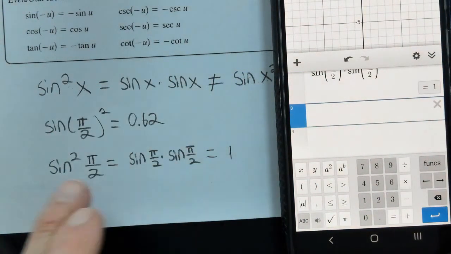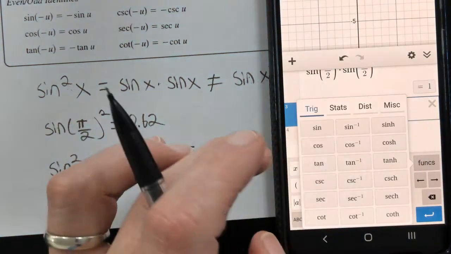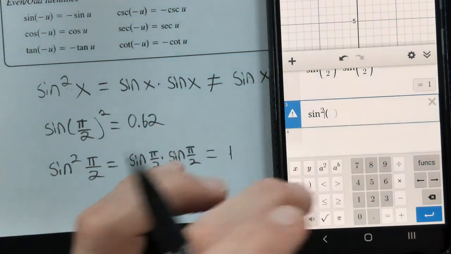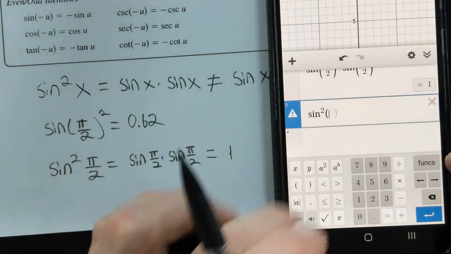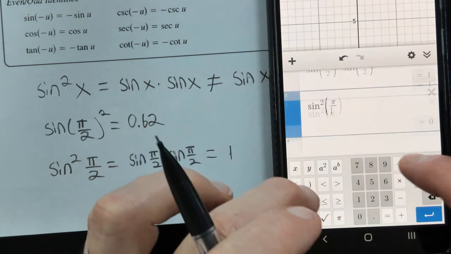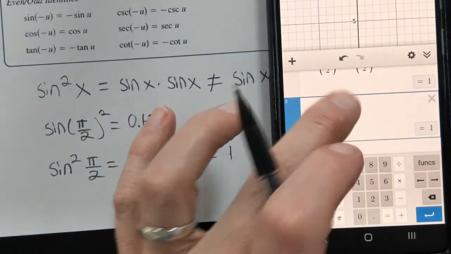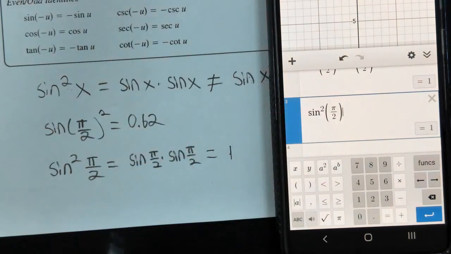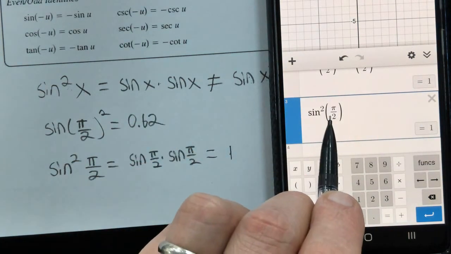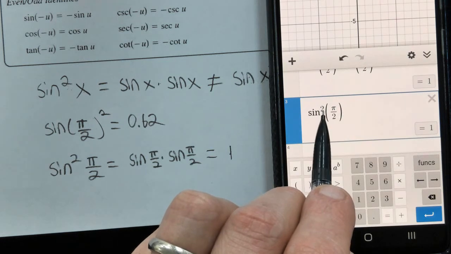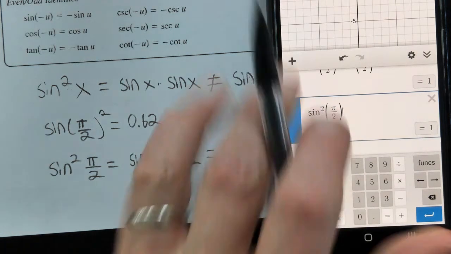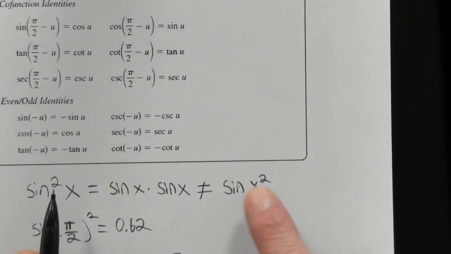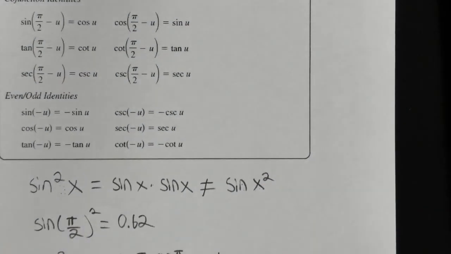And if you wanted to put that straight into the calculator, you could go sine, and we want to come back out here and do sine squared. Put the squared there of pi over 2. Then notice we get the same answer of 1. So when you're putting it into Desmos, that's what you've got to do. You've got to click back out and put the squared there, and then put the angle inside of it. But the main thing to notice is that these two are not the same. They are different. So keep that in mind.